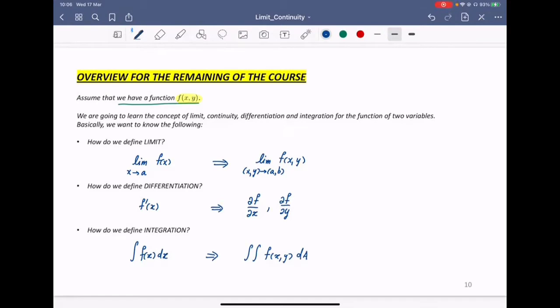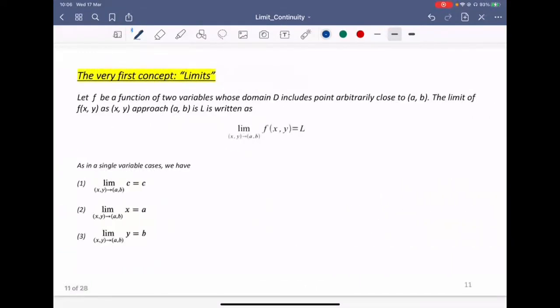Okay, we're going to start talking about the very first concept, limits. So let's talk about limits. In two dimensions, as I told you last time, when we learn limit in one dimension, you're going to have a point a, right? And then if you remember from calculus 1, when you want to compute the limit of f(x) where x goes to a, you used to have a left hand limit and a right hand limit.